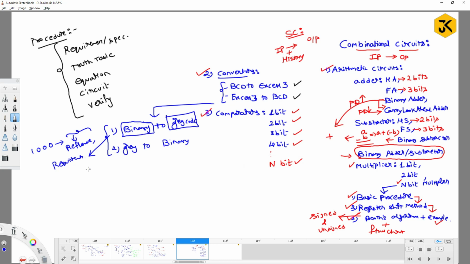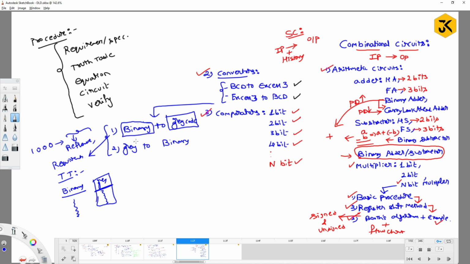Then you simply construct the truth table. In the truth table, we get the binary number as input, and based on this input, we need to produce the output, which is the gray code. For that you select the lines and construct the equation. Then you construct its respective circuit diagram. That is the basic procedure, right? Similarly, gray to binary also.